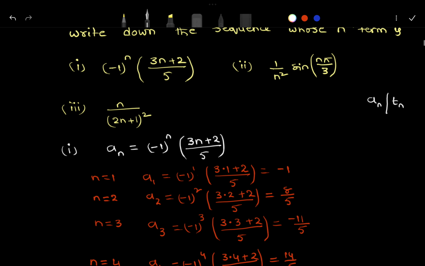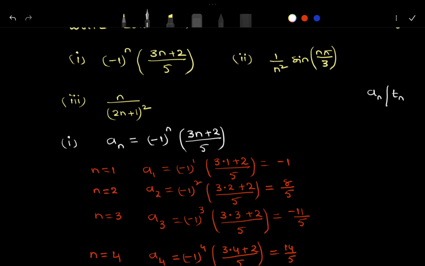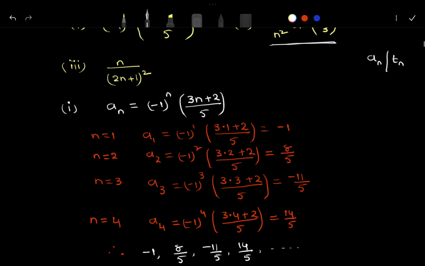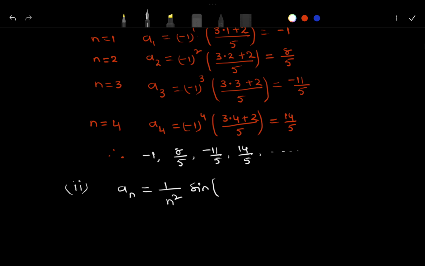And next see one more example. Here the nth term is given as 1 by n square into sine of n pi by 3. So here the second one is, what is the nth term? The nth term an is equal to 1 by n square into sine of n pi by 3.